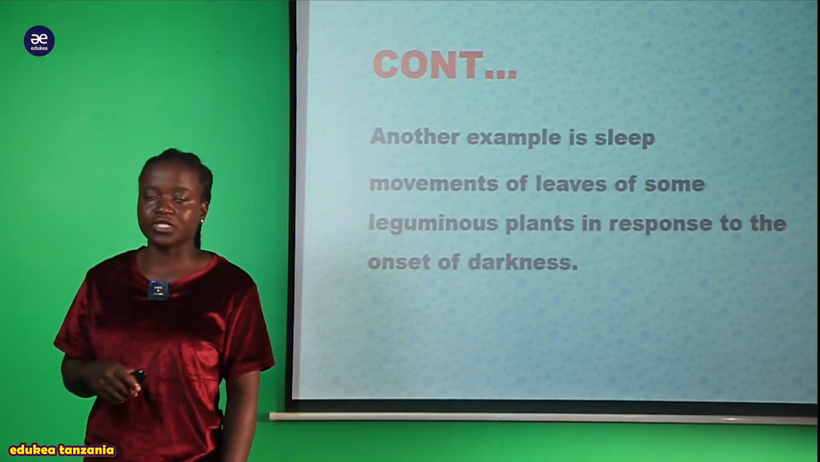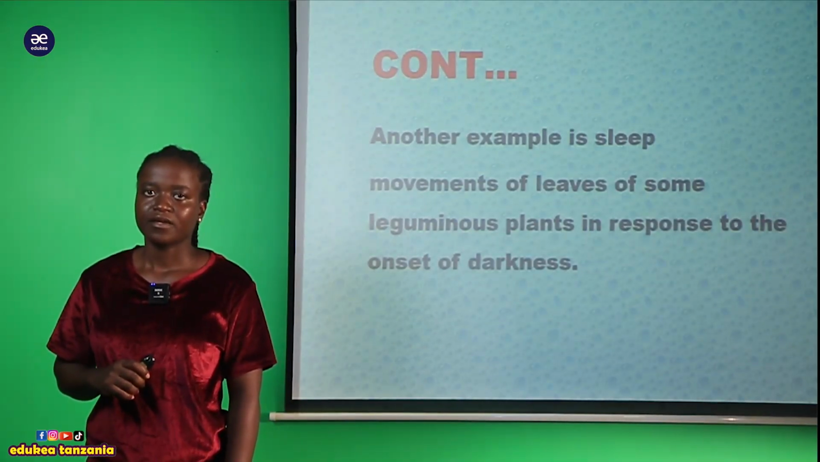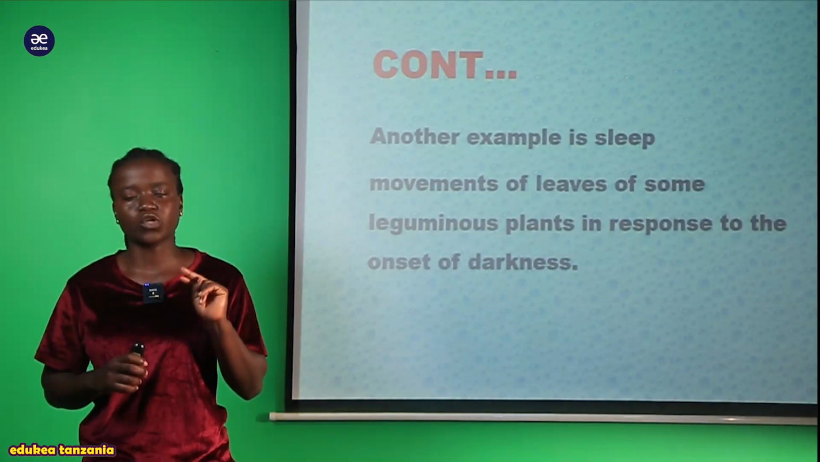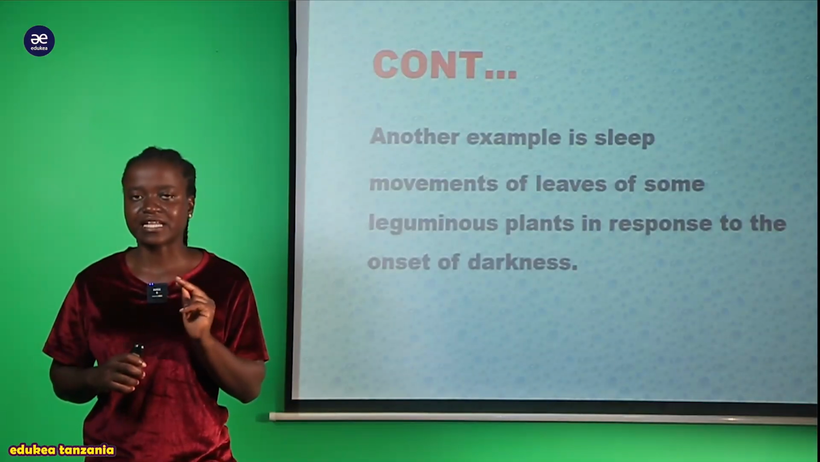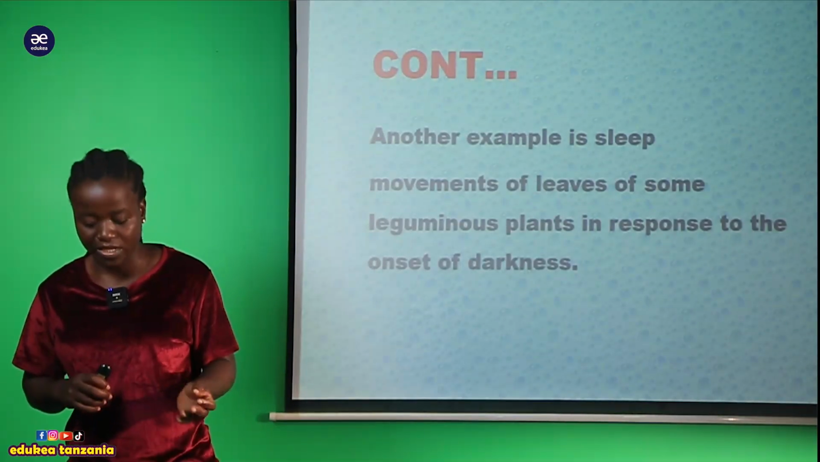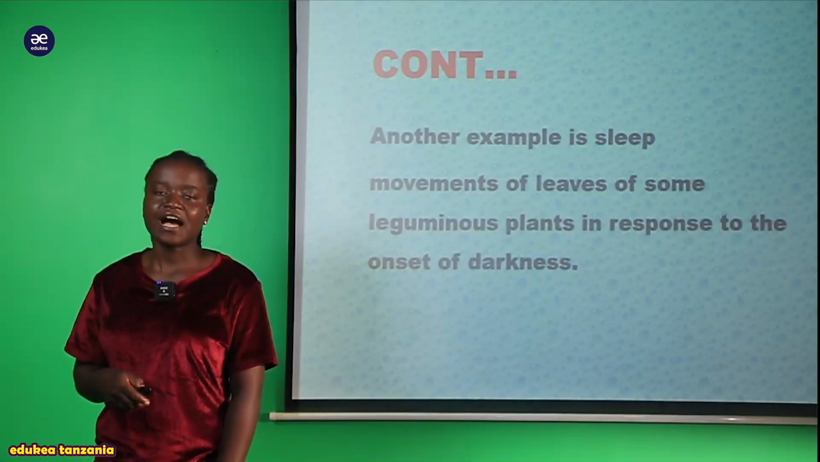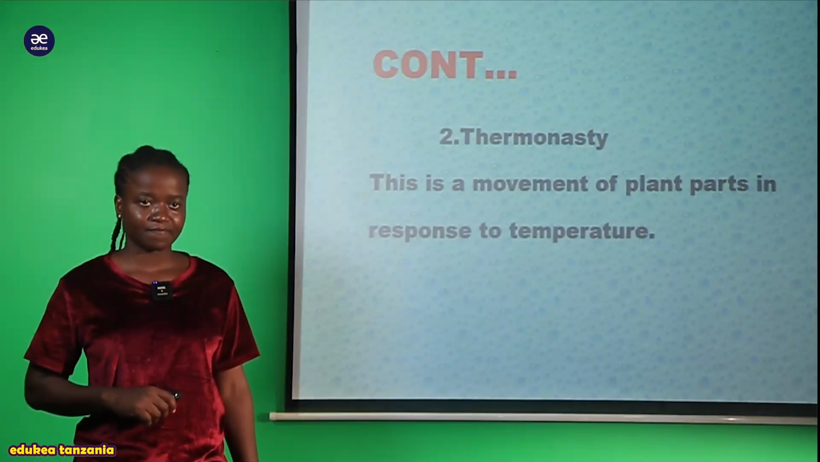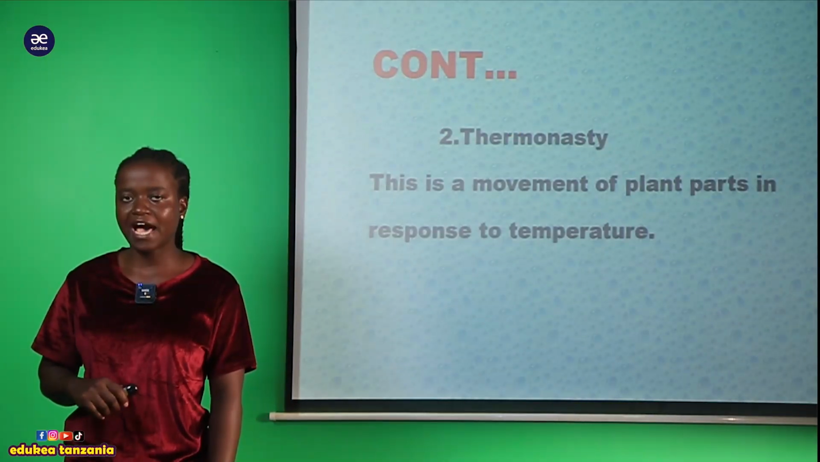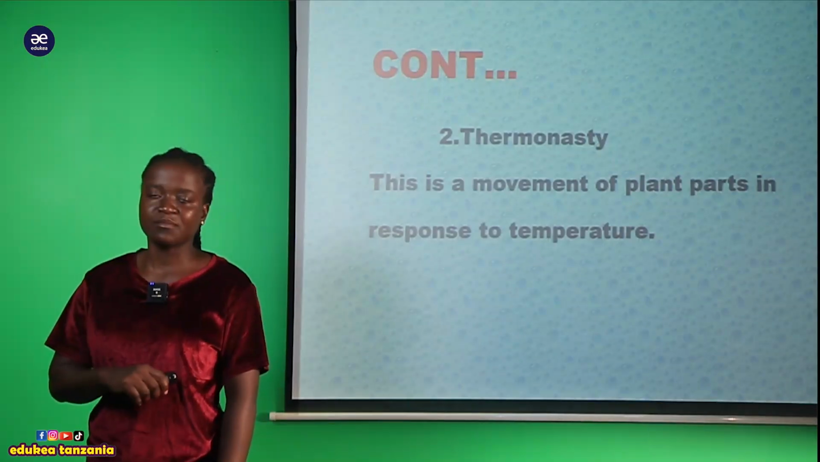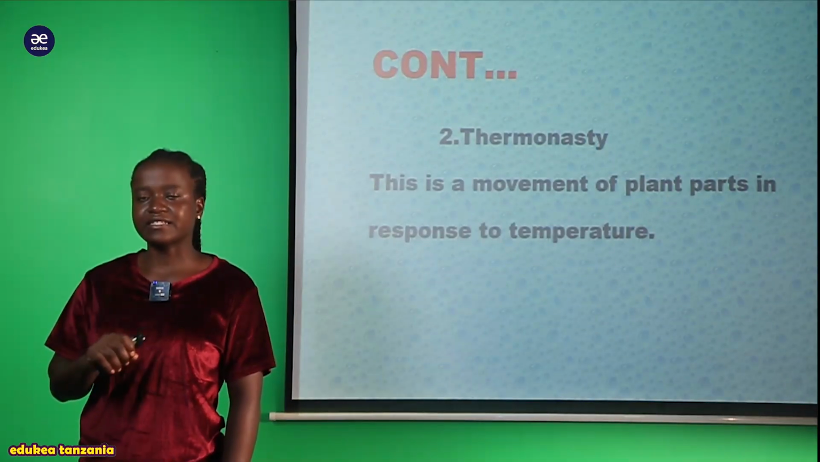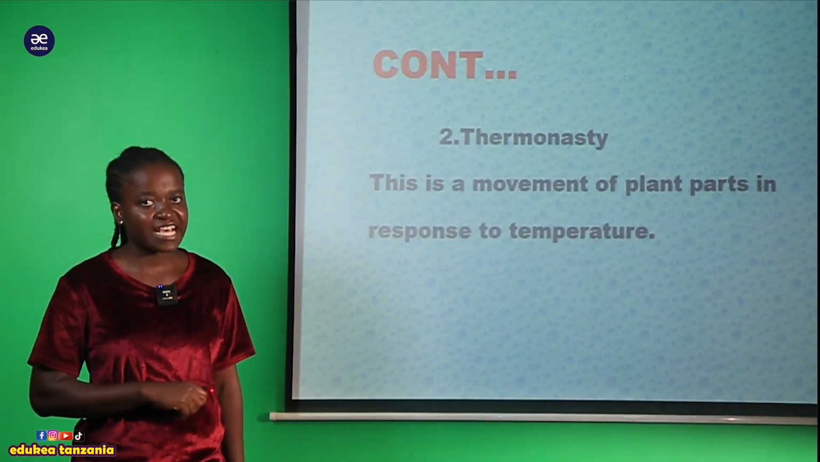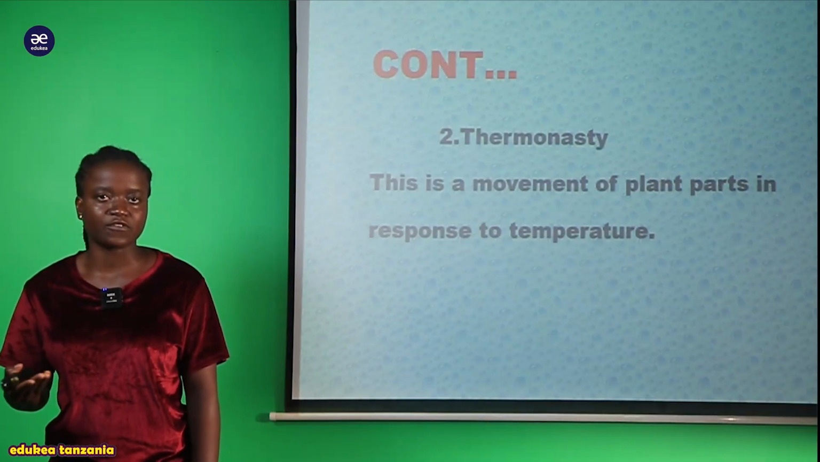So that is all about nyctinasty. Within nyctinasty we have seen two types: the first one is thermonasty and the second one is photonasty. Remember, thermonasty is found within nyctinasty. So now we are going to see all of them, starting with thermonasty. Thereafter we'll discuss photonasty further.